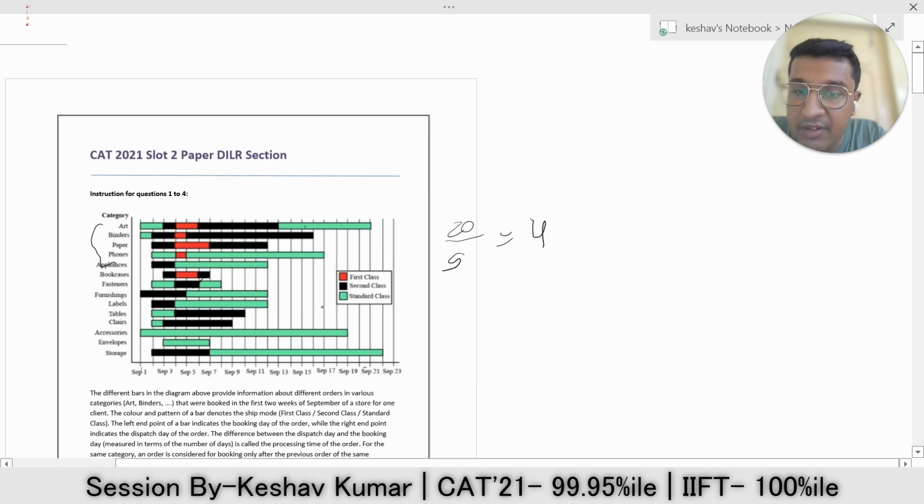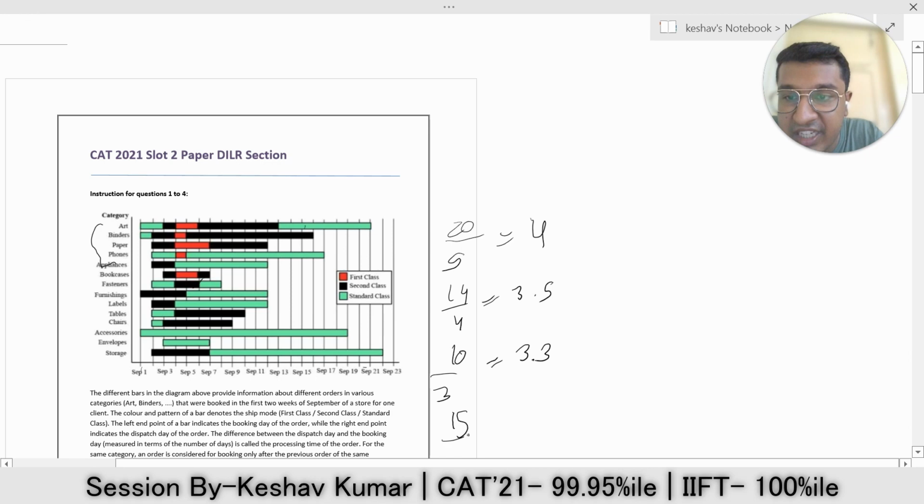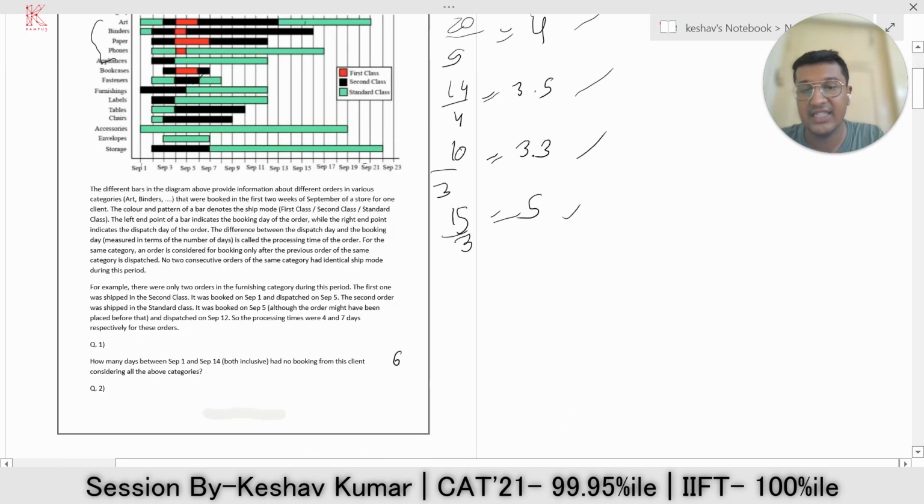Binders, September 1 to September 15, which is 14 days, and 4 orders were shipped in that. 14 divided by 4 is equal to 3.5. Paper, September 2 to September 12, which is 10 days, and 3 orders were shipped, which is 3.3. And phones, it is September 2 to September 17, which is 15 days, and again 3 orders were shipped, so this gives me 5 as my average processing time. So my answer should be phones, art, binders, and papers in that order.